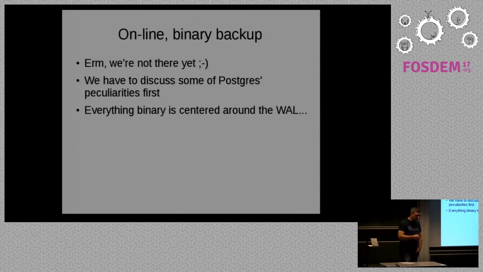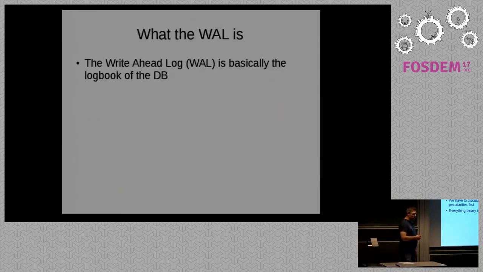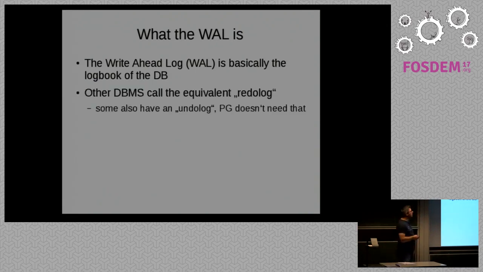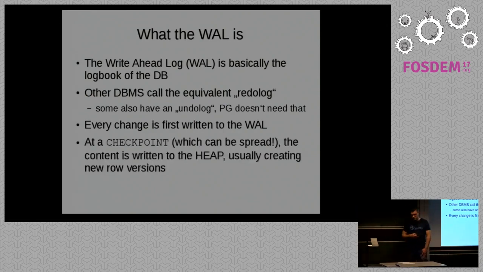I would like to just say, do it this way, but you have to see something. Postgres is using the WAL extensively for stuff. Gülcan covered it, so you can still go back and watch the stream, but still, the WAL is basically a logbook, a redo log, as other databases would call it. Every change, everything that goes to disk first goes to the WAL, except for the log files.